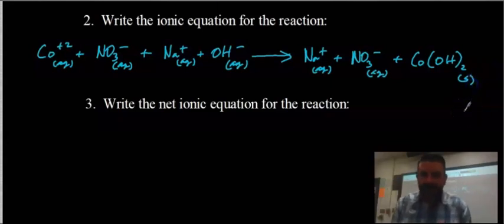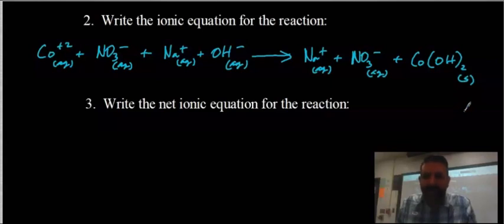So to make sure this equation is balanced, you can balance from the original equation if you want, or you can just balance at the end. If we balance from the original equation, we need a 2 in front of nitrate on the left side because it was cobalt 2 nitrate. We need a 2 in front of Na plus because there were 2 NaOHs, a 2 in front of OH minus, a 2 in front of Na plus on the right, and a 2 in front of NO3 minus on the right. I'm just going to balance from this equation.